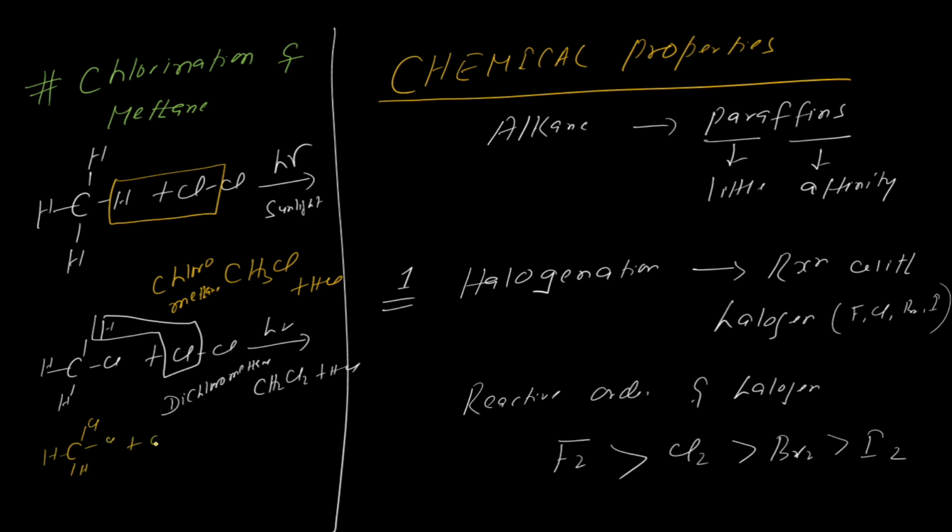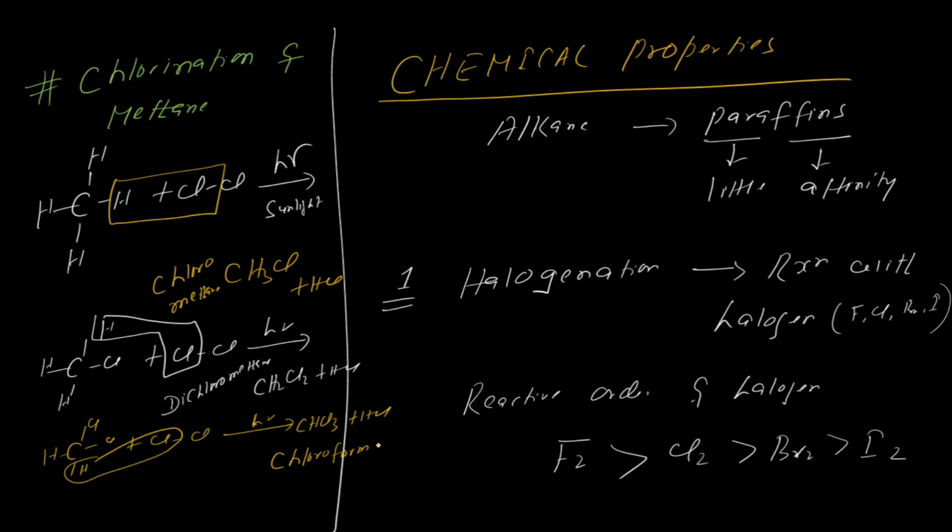Now again this dichloromethane undergoes chlorination. So if it undergoes chlorination in presence of sunlight, what will happen? One HCl comes out, then it will form CHCl3 plus HCl, and CHCl3 is known as trichloromethane, or simply it is known as chloroform. Chloroform was used as anesthesia, not now.